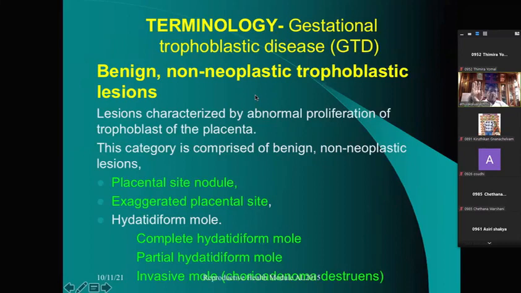where you have abnormal proliferation, but they're benign. And they range from a small nodular proliferation in the placenta, to a greater proliferation, to a situation where there is complete filling of the uterus with placental tissue. And also a situation where sometimes you can get a fetus and a proliferated placenta, which is called a partial mole.